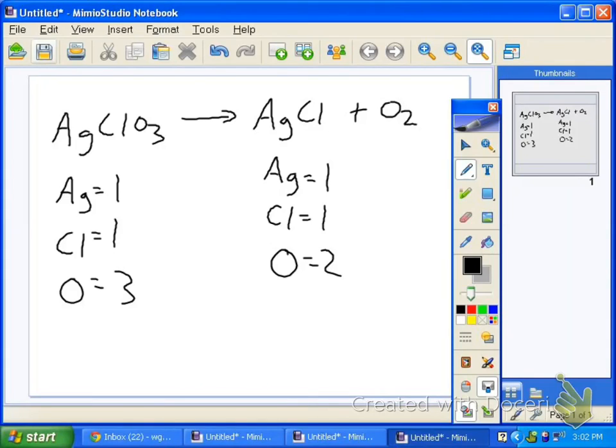Now everybody can kind of see which one needs to be balanced, right? Which one? Oxygen. We can see that right away. Silver, same. Chlorine, same. Oxygen is not the same. Anytime we have a 3 and a 2, we want to get both counts to what number? 6. So I want to get this to be 6. The only way I can get this to be 6 is if I put a 2 in front of the AgClO3, because that's my multiplier. So I'm going to multiply O by 2, chlorine by 2, and silver by 2. Everything on that side has to be multiplied by 2. So I get 2 silvers, 2 chlorines, and I have 6 oxygens.